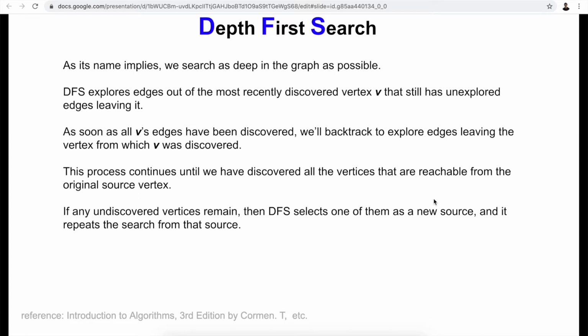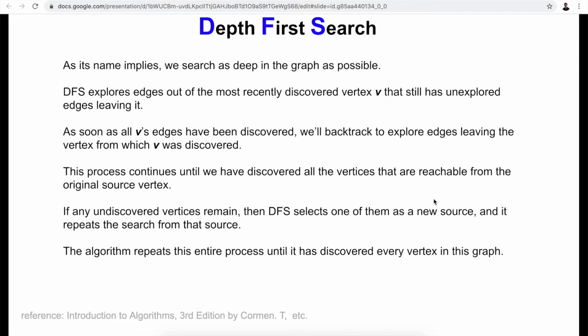This means we'll produce a depth-first forest instead of a tree. We'll go through that in just a second. And the algorithm repeats this entire process until it has discovered every vertex in this graph. That's the theory of depth-first search in plain text version. Next step, we'll go through what that really means. We'll use a graph to illustrate this first, and then we'll use real code instead of pseudocode.